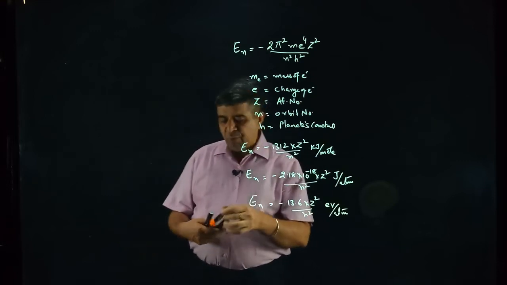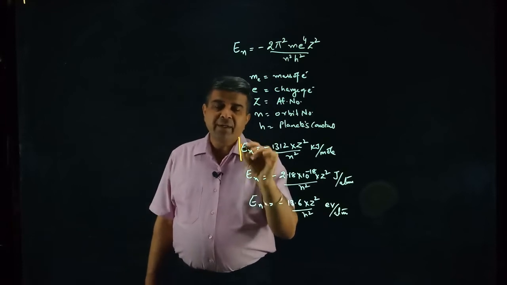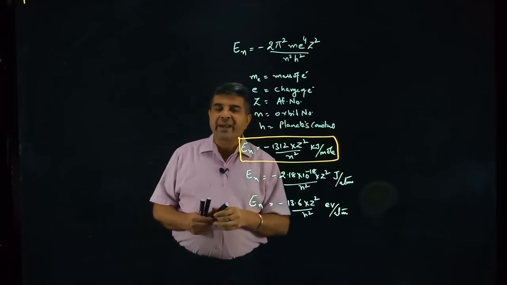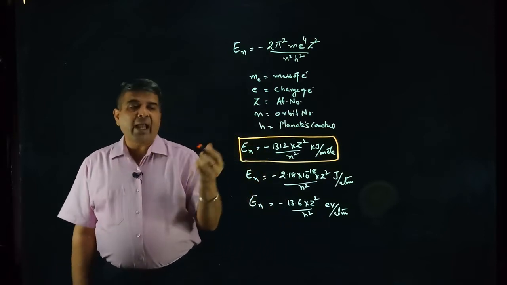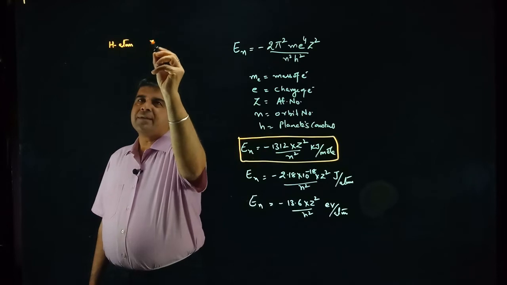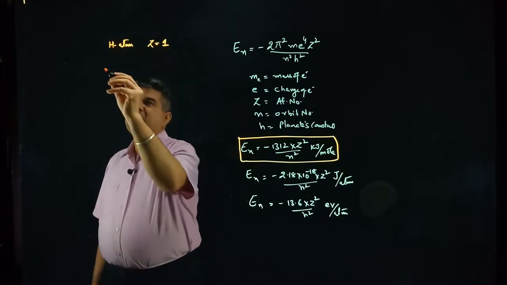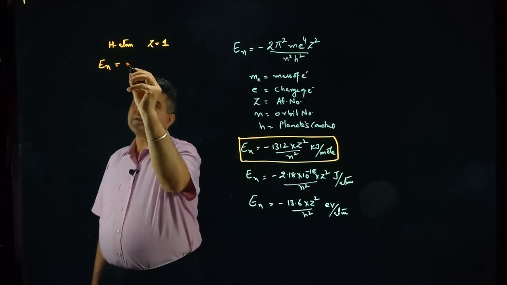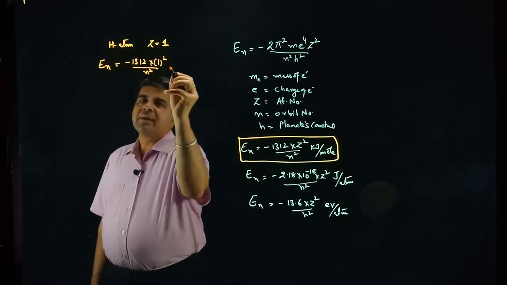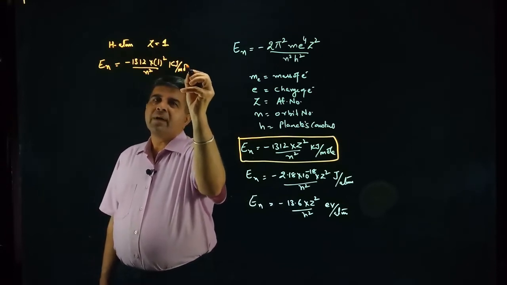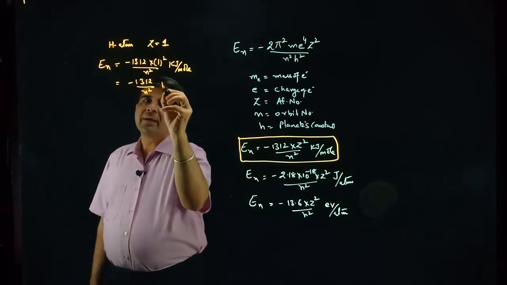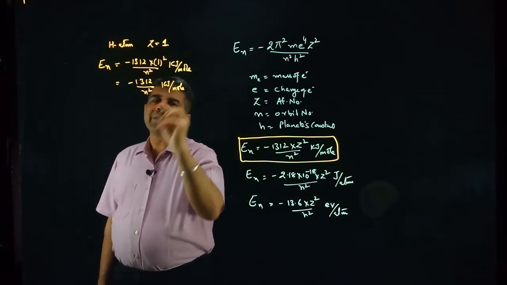Now let's try to understand this equation, how this equation is important and what the characteristic features in this equation are. If I calculate the energy for a hydrogen atom, then Z would be equal to 1. So accordingly I can write this equation, En is minus 1312 into 1 square over n square kilojoules per mole, and the value can be written as minus 1312 over n square kilojoules per mole. So this would be the energy.